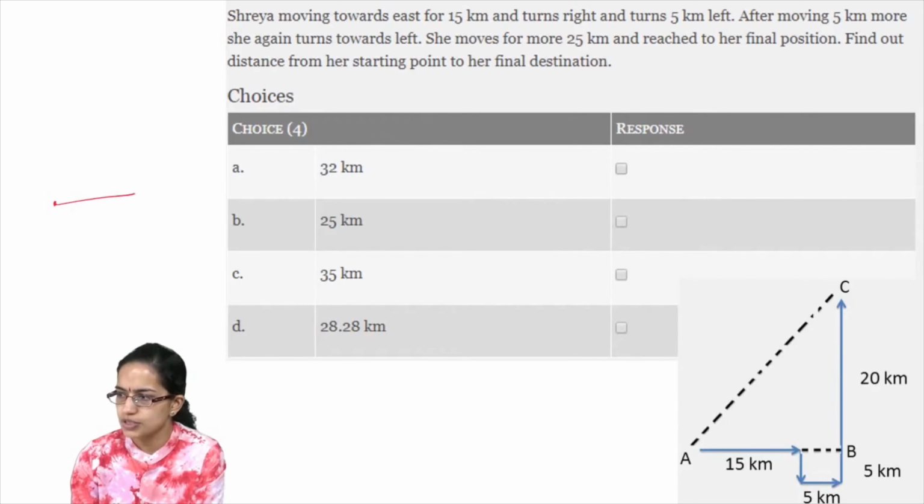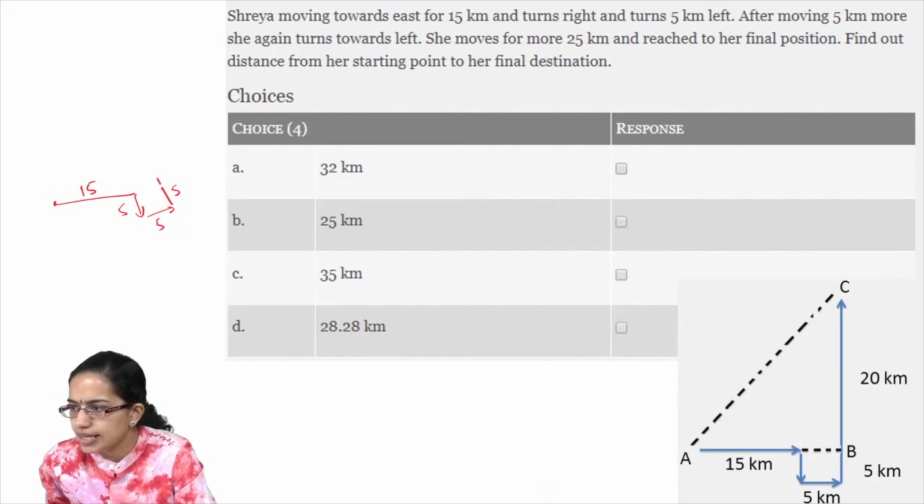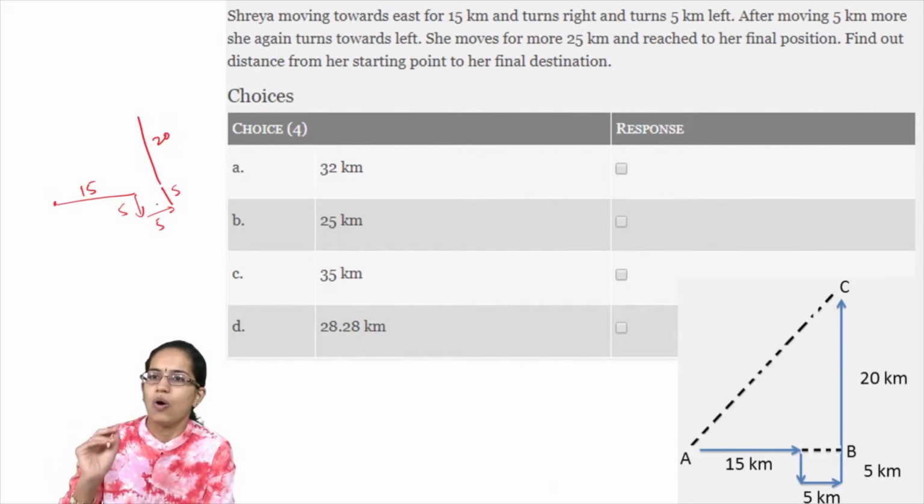After moving 5 more kilometers she again takes a left. Now she is at this position, again left, that is this direction, and she moves 25. So 5, 5, 5 again, and then 25, that means 20 more. Okay. Now she reaches a final position which is here. Find out the distance from her starting position to her final position.